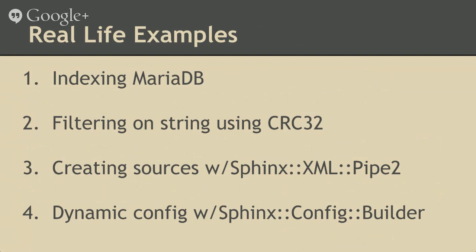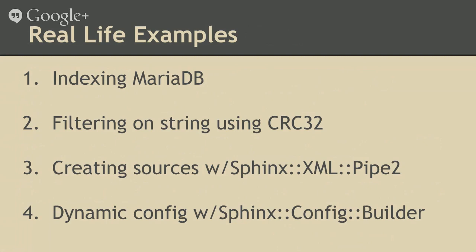Filtering on strings is not as straightforward as you think it would be in Sphinx or in some sort of application like Sphinx. If you've got a string attribute and you want to only search fields that have that string attribute, you can't do that directly just by specifying a string. You have to turn that string into an integer, and you do that using the CRC32 method.